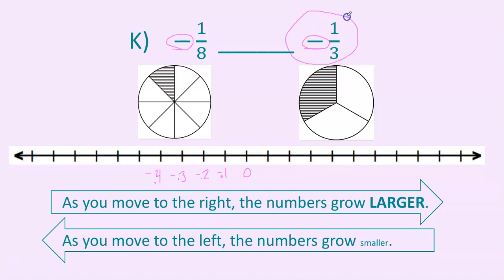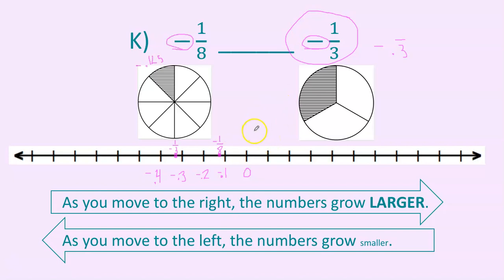So -1/3 is equal to -0.3 repeating. So it would fall about here on the number line. So that represents about -1/3. And then -1/8 is equal to -0.125. So that would be about here, -1/8.